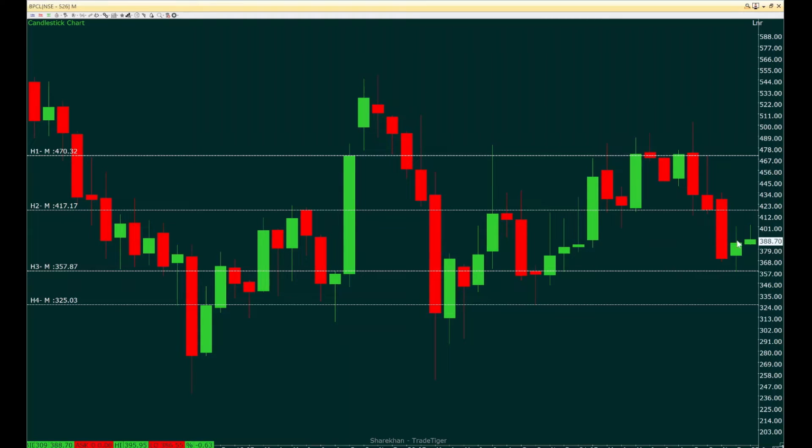So that's how we can look for opportunity, like where the price is. What we can see is that price was coming down from the top, found a demand zone and is trying to go up. So we expect it to go up to the supply zone.